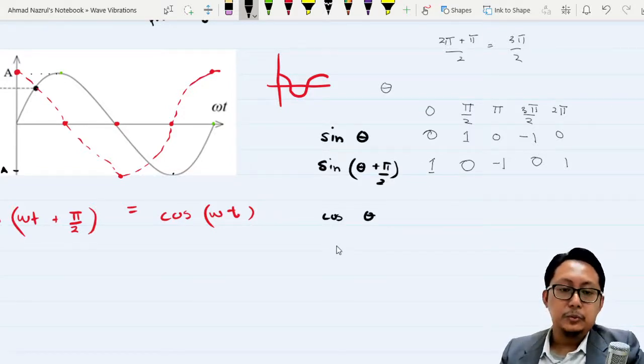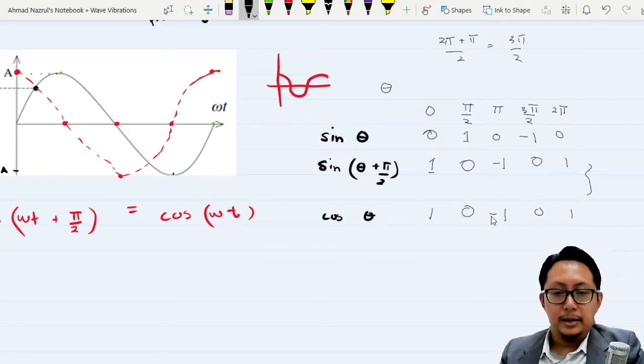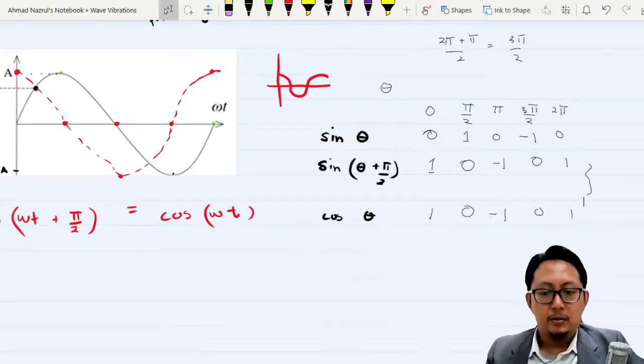How about cos? For cos theta, cos 0 is equal to 1. Depending on this graph, remember, pi over 2 for cos will be 0. Pi will be minus 1. 3 pi over 2 is 0, and 2 pi is 1. So you can see that this is similar. That will be the relation between cosine and sine.